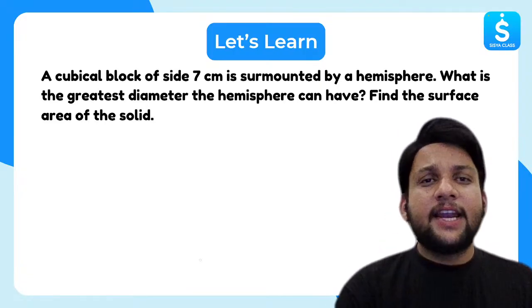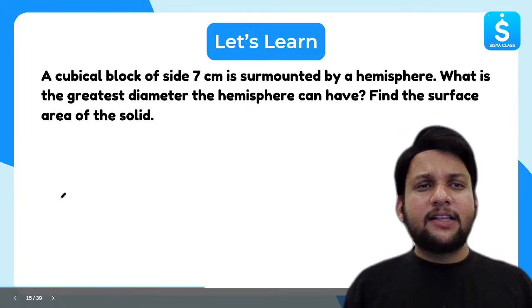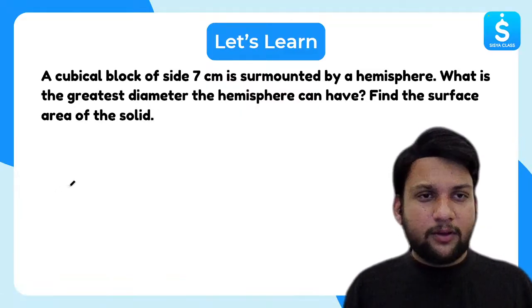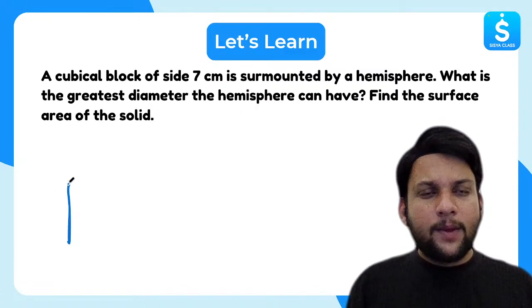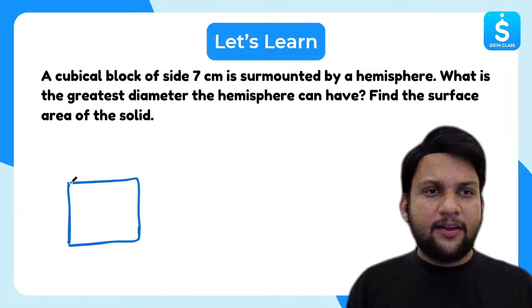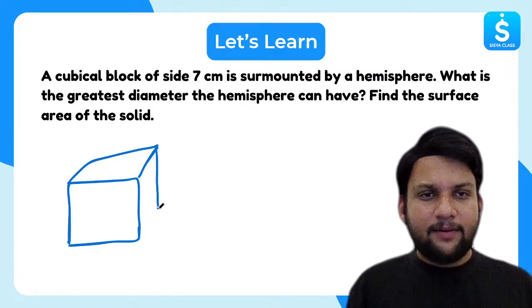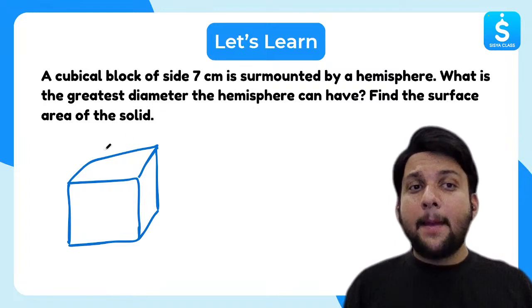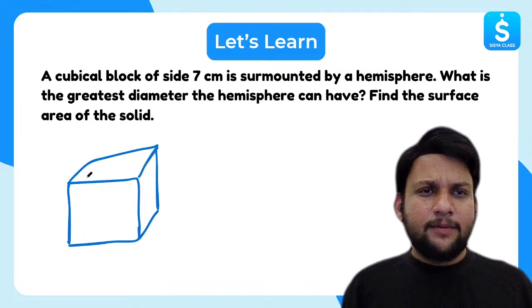Okay. So what is the greatest diameter of the hemisphere we can have, and we have to find the surface area. Okay, again, brain is shut off. I will just do whatever the question is telling me to do. So I have a cubical block. I will draw a cubical block. I know my drawing is not good, but I hope you get the gist of it. A cubical block of size 7 centimeters surmounted by a hemisphere. So hemisphere will be somewhat like this, right?